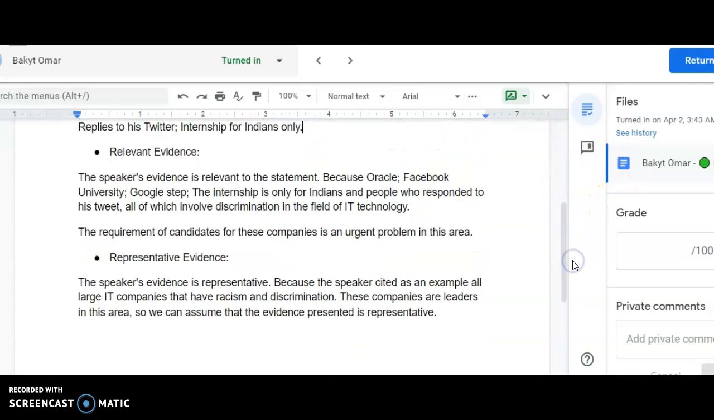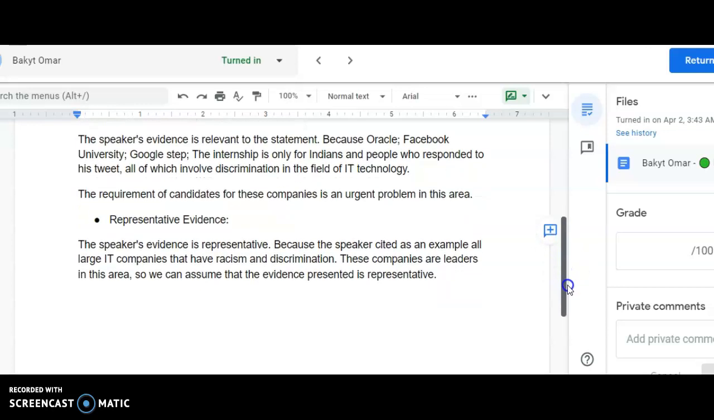The speaker's evidence is relevant. Yeah, I would agree with this. In this case, yes, he is showing concrete data, examples where these companies really are targeting specific minority groups and just unabashedly excluding others. So I would say that it's relevant. I would agree with your point here.